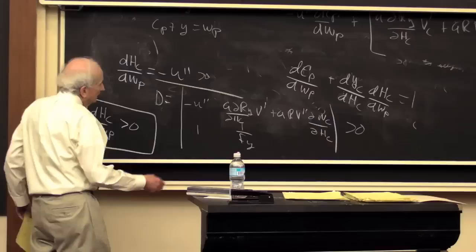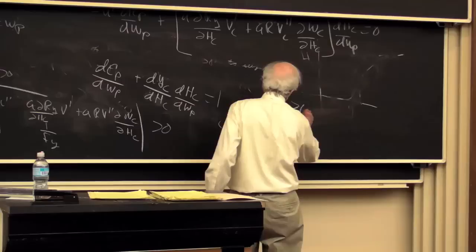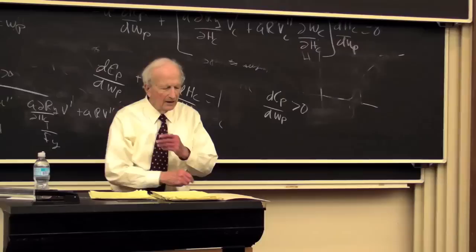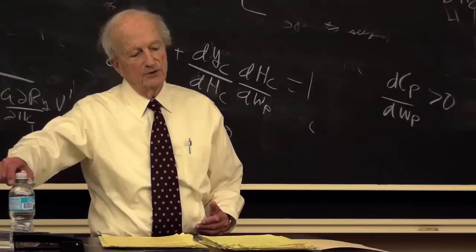And similarly, I'll let you work that out. It'd be good exercise for some of you. Similarly, we can show dC_p/dW_p is greater than zero. So parents split their increase in income between higher human capital of kids and higher consumption of the parents. Okay.